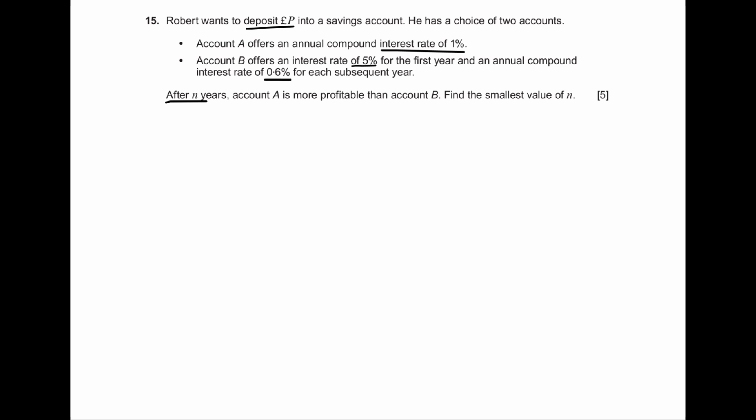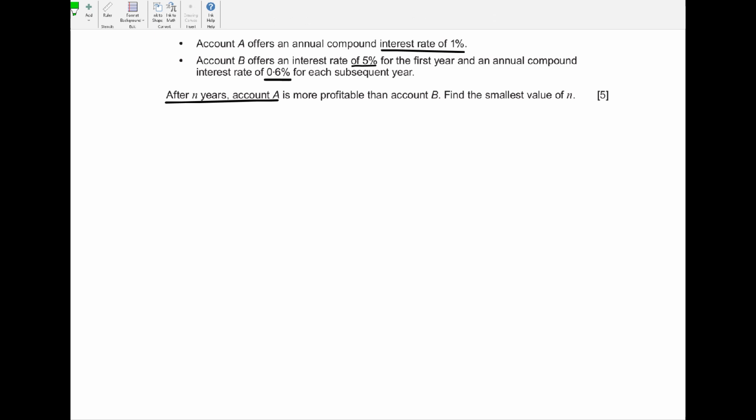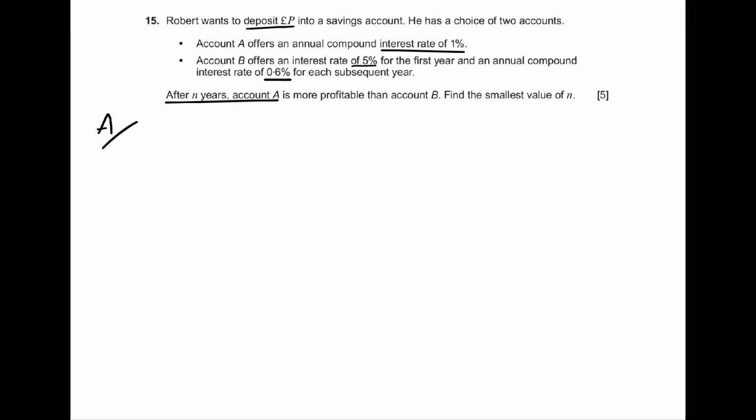We're told that after n years, account A is more profitable than account B. So obviously the amount in account A, assuming nothing is taken out, is going to be greater than the amount in account B. So what we're going to do is use compound interest formulas to work this question out. So for A, the amount of money that is going to be in the account after n years is going to be the principal, P, times the multiplier to the power of n.